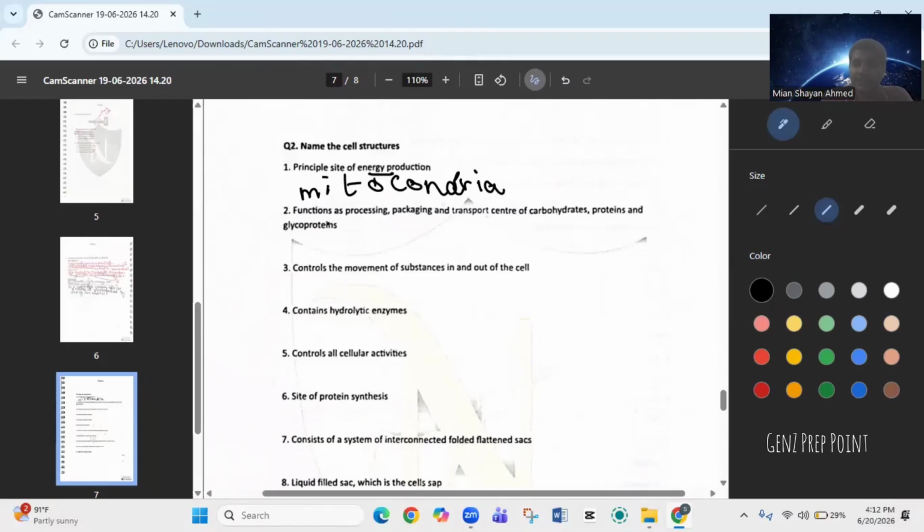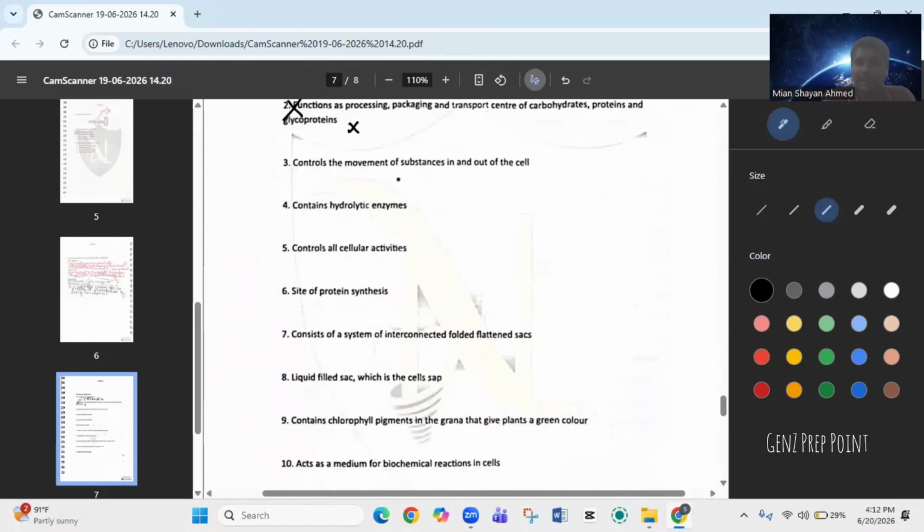Functions as processing, packaging, and transport center of carbohydrates and glycoproteins. This is not at your level. I created it for A levels. This is not for you. You can just skip it. Otherwise, it's Golgi bodies if anyone wants to know. Controls the movement of substances in and out of cells. So what are the substances? Partially permeable membrane that controls what substances enter and what substances leave the cell. So what is it? Cell membrane.